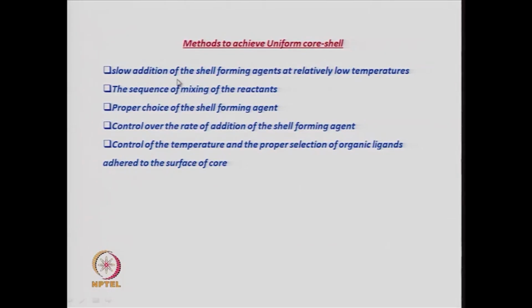Now, how do you achieve uniform core shell structures? If you slowly add the shell forming agent at relatively low temperatures, that is important. Then the sequence of mixing of the reagents, whether you want to make A on top of B or B on top of A, the sequence of mixing of the reagents related to A and B is important. The proper choice of shell forming agent is important. For example, if you want to make a shell of silica, then you have to take an appropriate reagent which contains silicon.